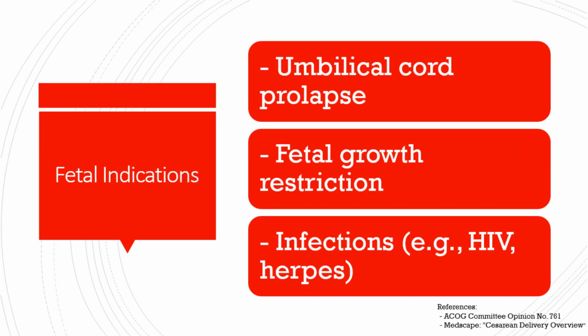Other fetal indication includes umbilical cord prolapse, which requires an emergency C-section. Poor fetal growth and certain infections like untreated HIV or active herpes simplex virus also warrant surgical intervention.